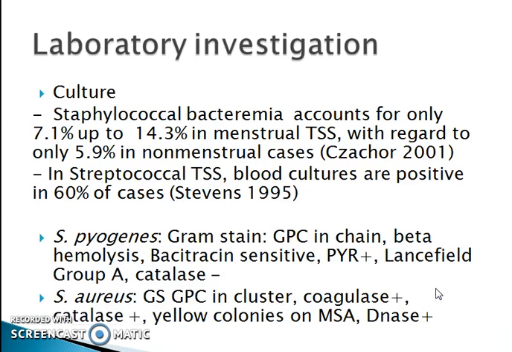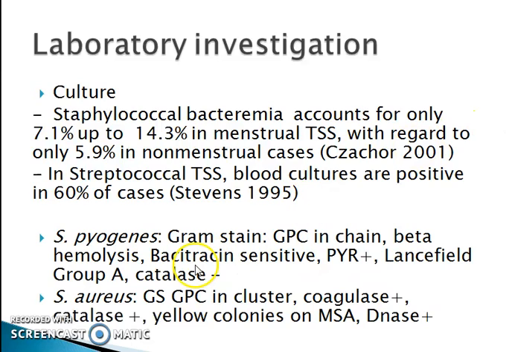For laboratory investigation, the gold standard is culture. However, as we can see here, in streptococcal toxic shock syndrome, the blood cultures are positive in 60% of cases, compared to staphylococcal bacteremia, which accounts for only about 15% of cases in menstrual toxic shock syndrome and only about 6% in non-menstrual cases.